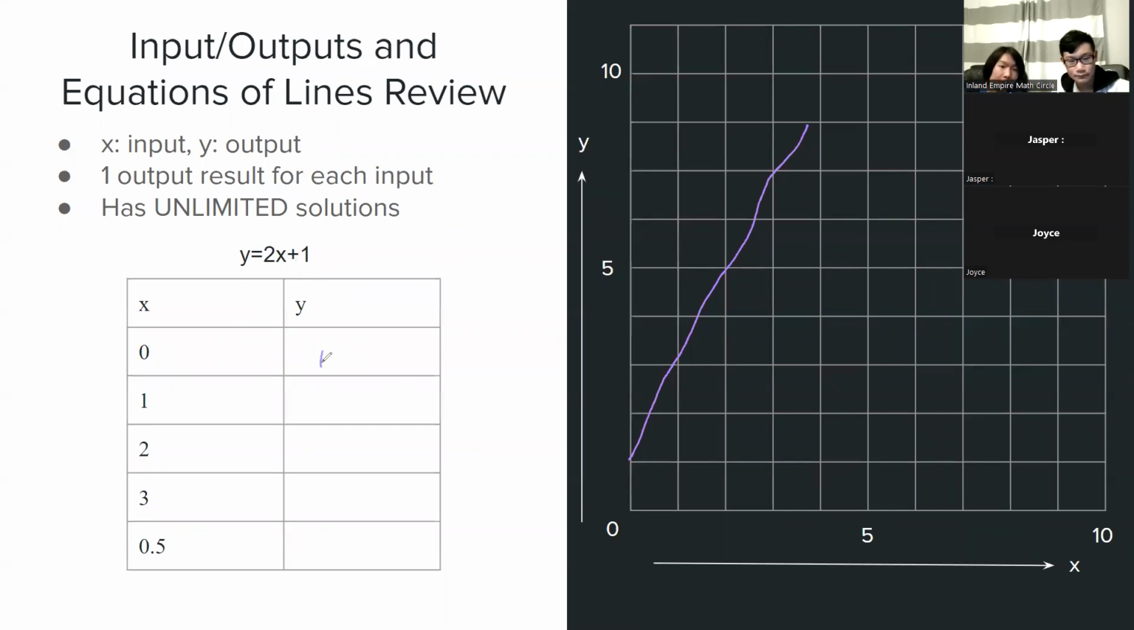So we can fill in some values here. If you remember, we get these values by plugging the x values into x in the equation above, and then we find y. So for example, when x equals 0, it'll be 2 times 0, which equals 0, plus 1, which equals 1. So therefore, y equals 1.